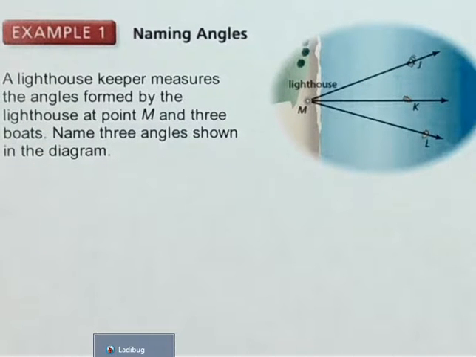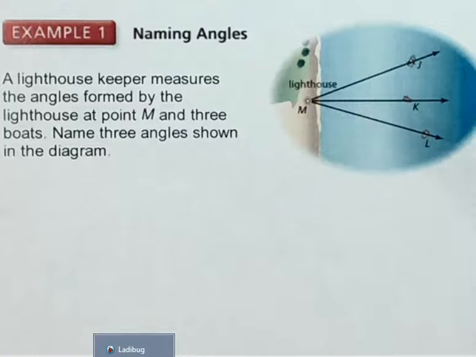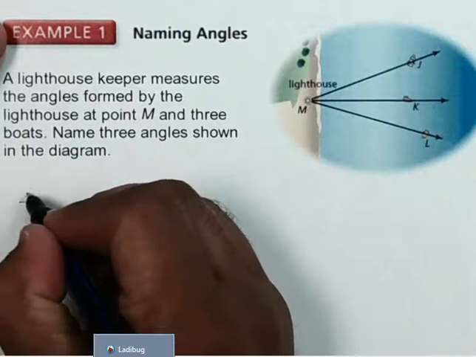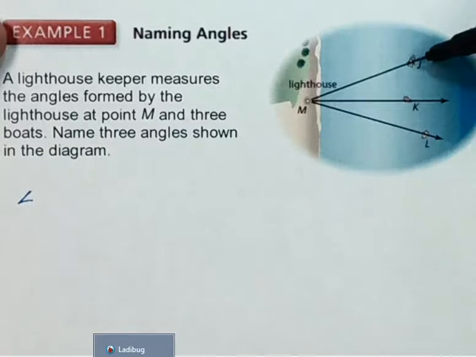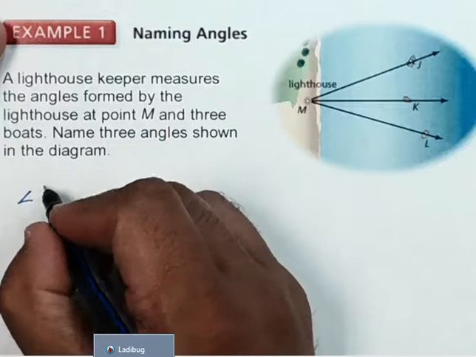All right, so we're going to look at an example real quick. A lighthouse keeper measures the angles formed by the lighthouse at point M and 3 boats. Name the 3 angles shown in the diagram. Now, for this particular example, I cannot just call them angle M because I wouldn't know which angle I'm looking at. We'd have to use the different points, or in this case the boats, to differentiate between the different angles. So in this case I have to use the points that are on the rays themselves. So I'm going to have to use point J, point M, and point K for my first one.